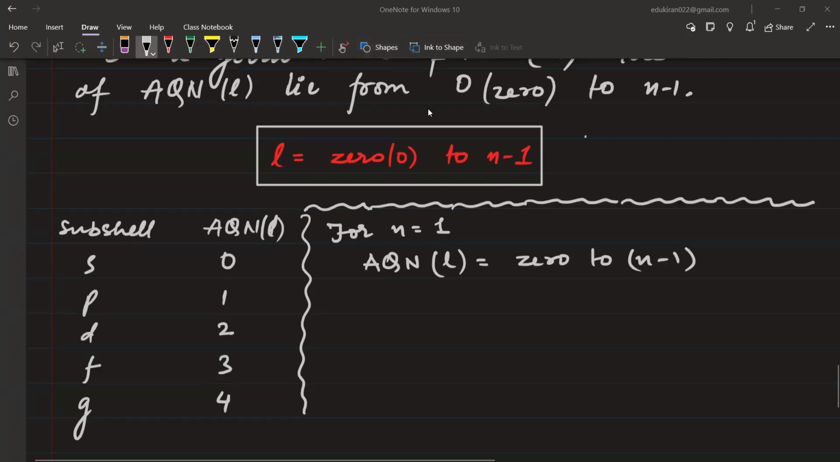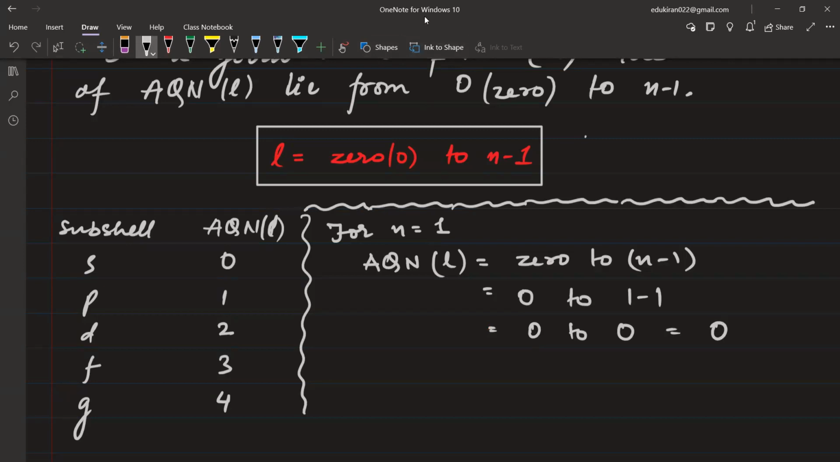What is the value of n? n is 1, so it will be 1 minus 1. So what can I write? 0 to 0. That means it is equal to how much? 0, yes or no? Please tell me. Yes, sir.